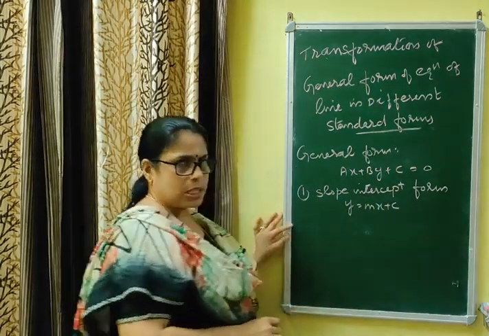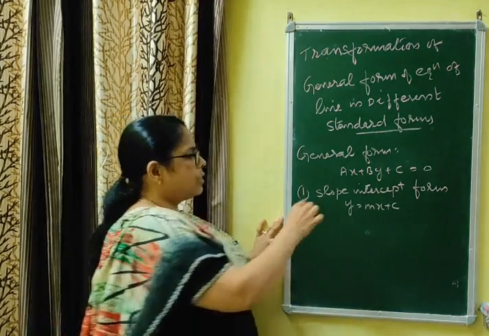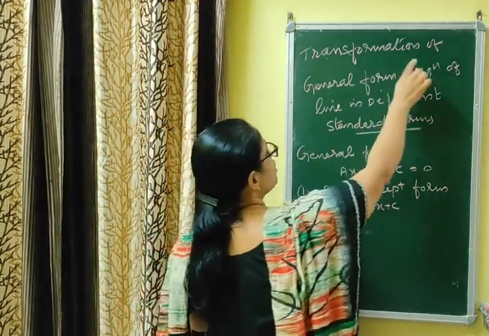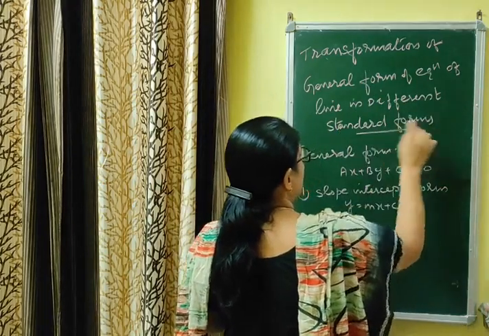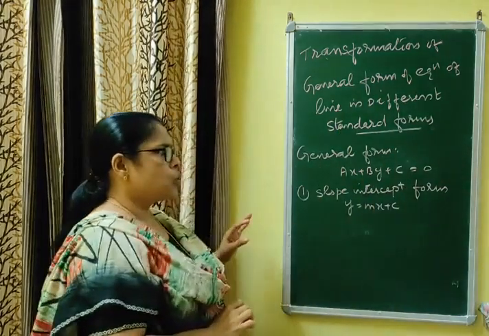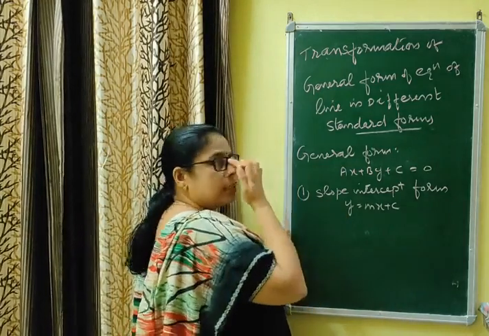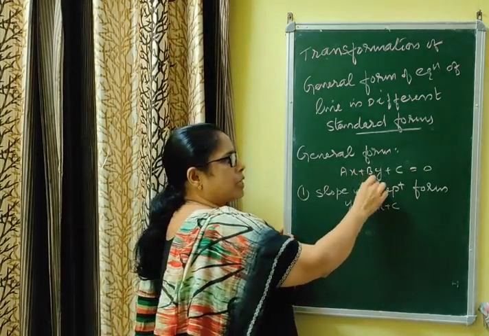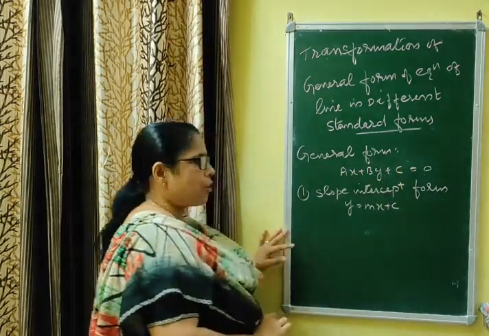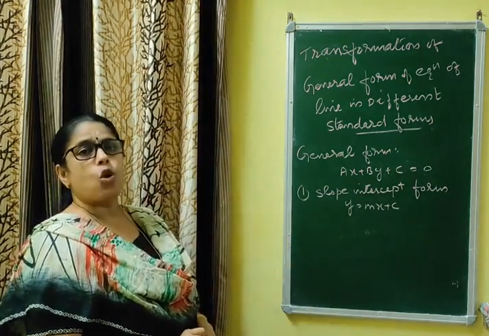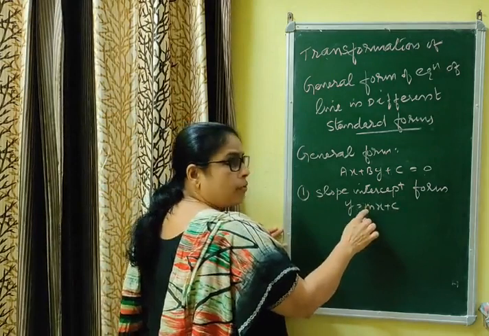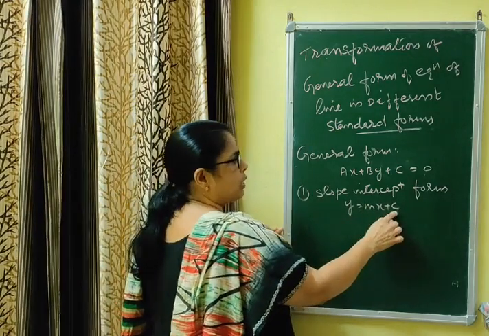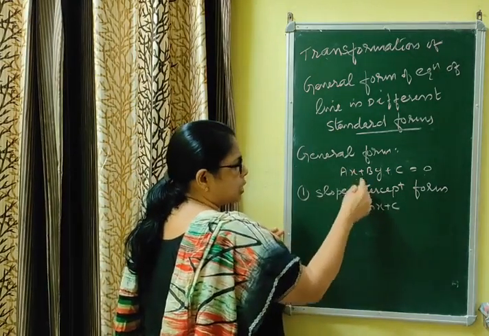As we have already discussed, I will just recall the transformation of the general form of the equation of a line into different standard forms. You know what the general form of the equation of a line is: ax plus by plus c equal to 0. First, how can we convert it into slope-intercept form? Slope-intercept form is y equal to mx plus c, where m is the slope and c is the y-intercept.